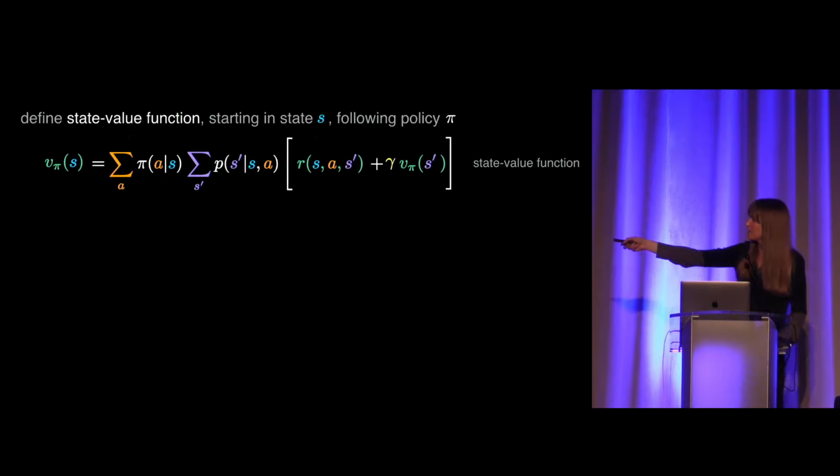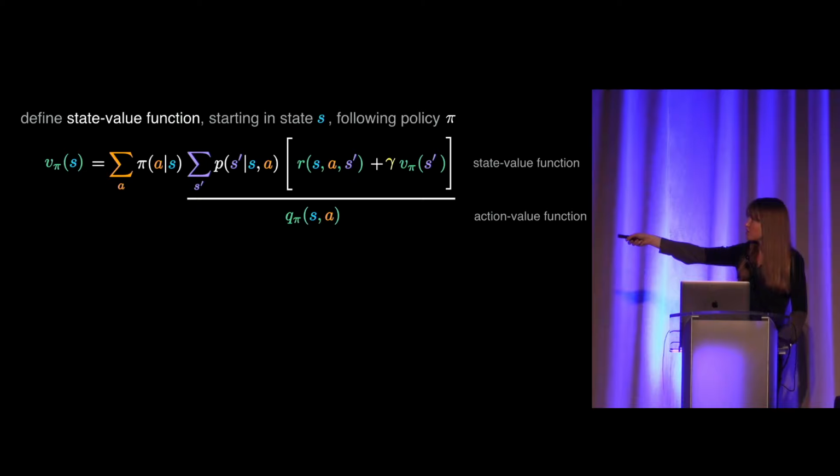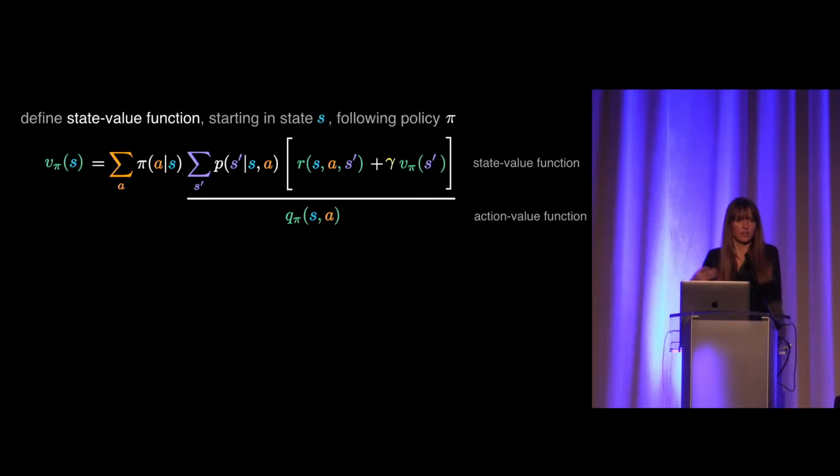Okay, so we can define this relationship for our state value function, V, or we can also define this with respect to what we've been calling Q, which is what we would call an action value function, the value of taking a particular action from a given state.